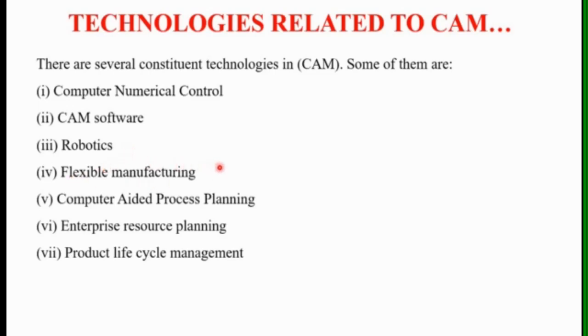This is the new technology developed related to CAM. Computer aided process planning is there. Enterprise resource planning: in enterprise resource planning, the various resources are planned. In product lifecycle management, also CAM helps. Then product lifecycle costing and product lifecycle management are also technologies related with CAM.